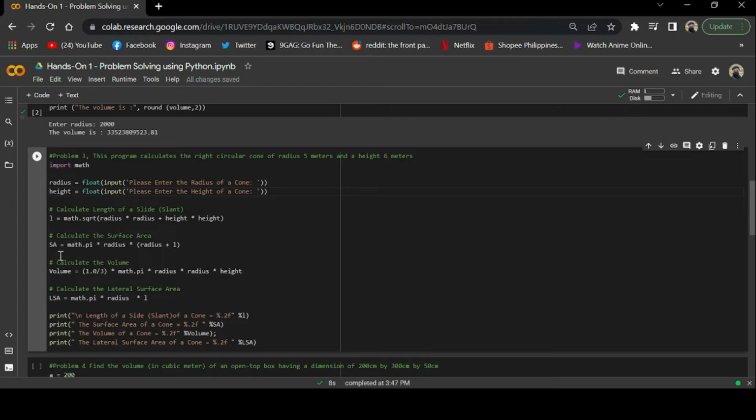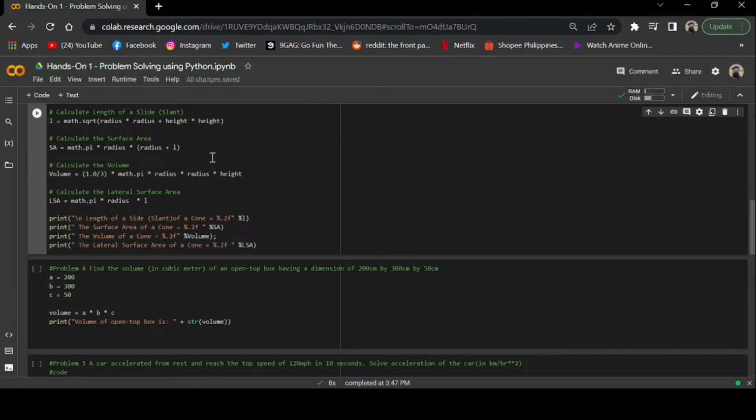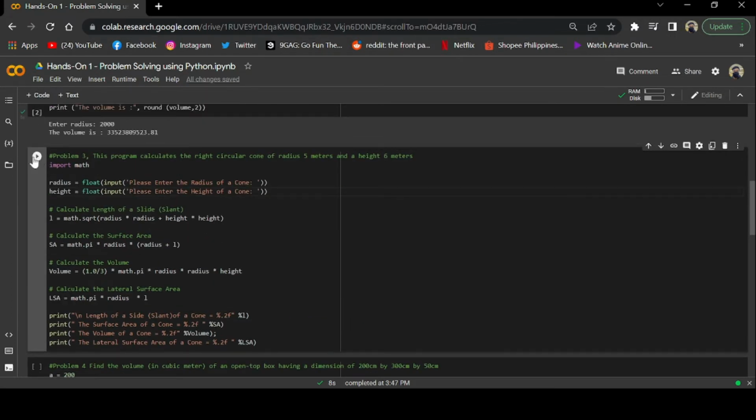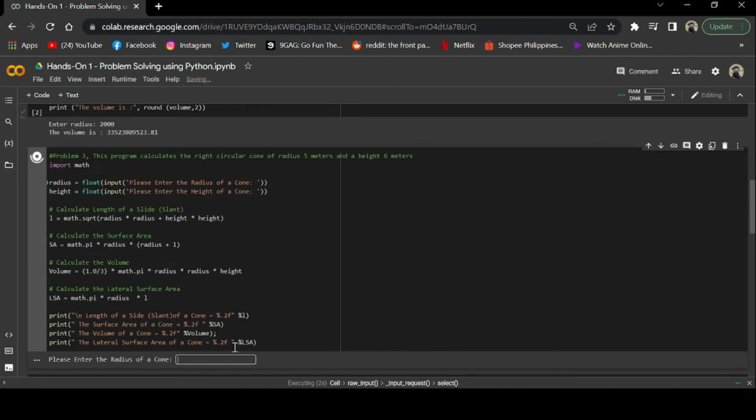Calculate surface area: SA equals math.pi times radius times radius plus l. Volume is equal to 1.0 over 3 times math.pi times radius squared times height. So it's a value print. Let's try to run the code. Let's enter the radius of the cone, which is 5 meters, and the height is 6 meters.